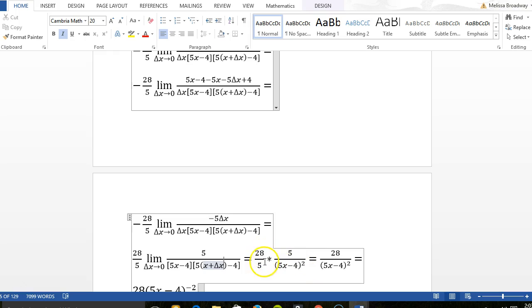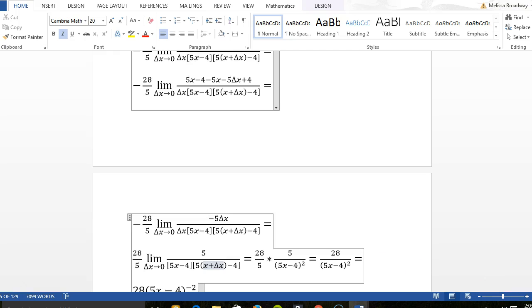So we get 28 fifths times 5 over quantity 5x minus 4 squared. But remember, by the law of fractions, this 5 right here and this 5 right here are going to cancel. And this 28 can just come up, and 28 times this 1 that's left over, 28 times 1 is 28. So it's just 28 over the square of 5x minus 4.